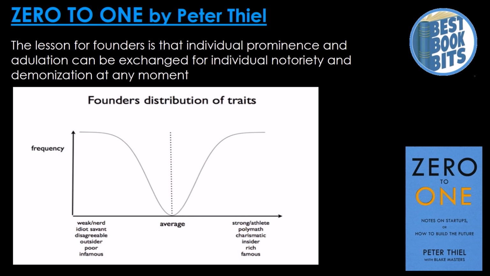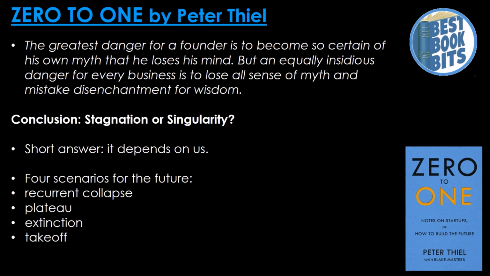The founder's distribution of traits. Again, this is the reverse of the graph before. The greatest danger for a founder is to become so certain of his own myth that he loses his mind. But an equally insidious danger for every business is to lose all sense of myth and mistake disenchantment for wisdom.